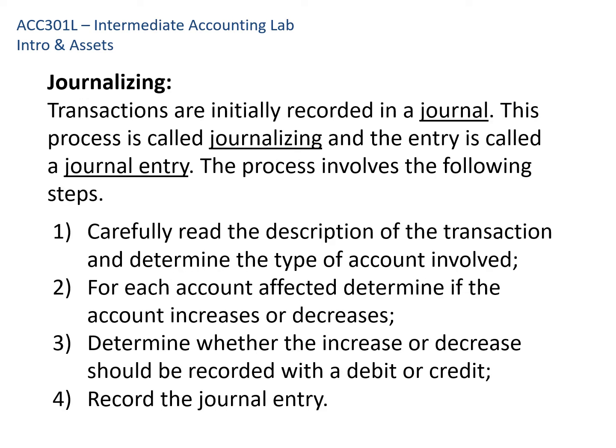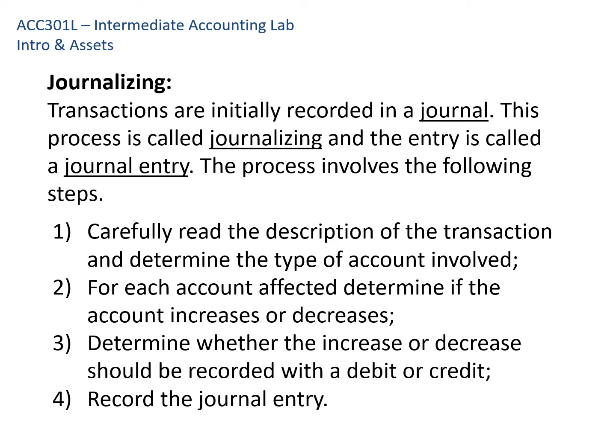So journalizing: we record transactions in a journal. The process is called journalizing, and an entry is called a journal entry. There are journal entries that record transactions. There are adjusting journal entries where we correct balances in accounts, and there are correcting entries where we correct a mistake that somebody else has made. I found in my experience as a controller, I did quite a few correcting entries where a bookkeeper recorded something incorrectly and I had to fix it.